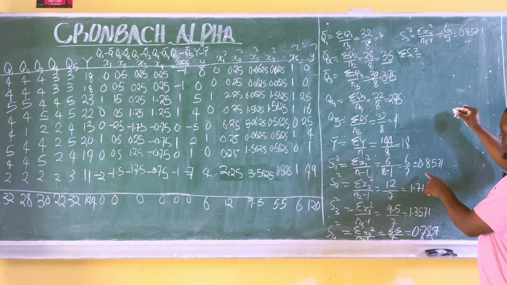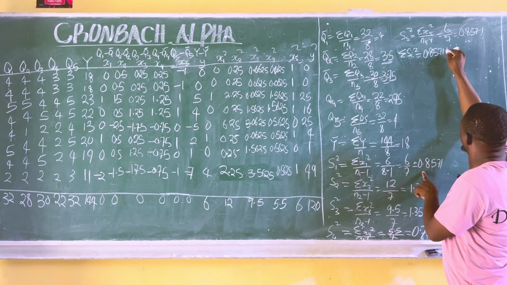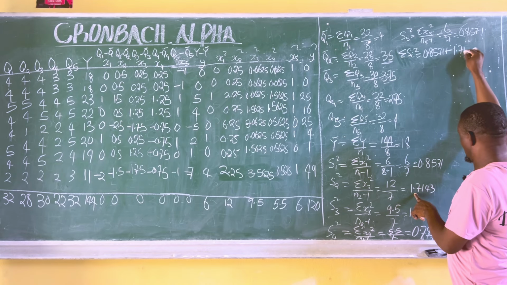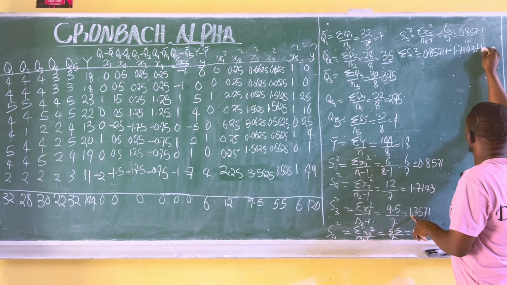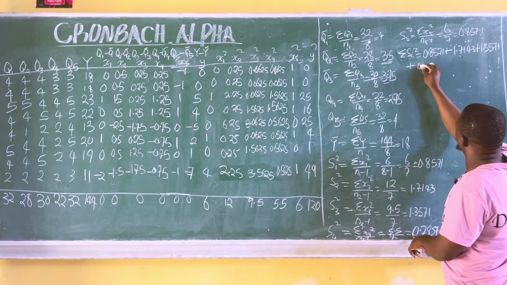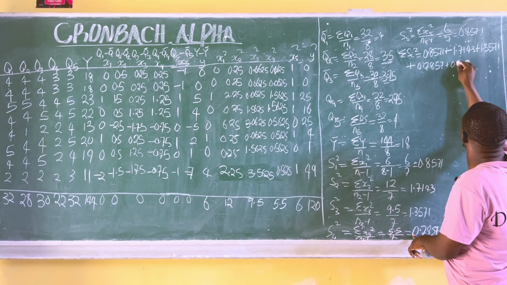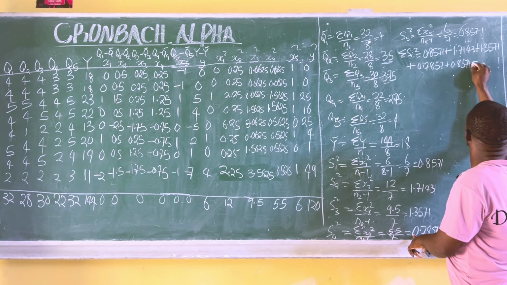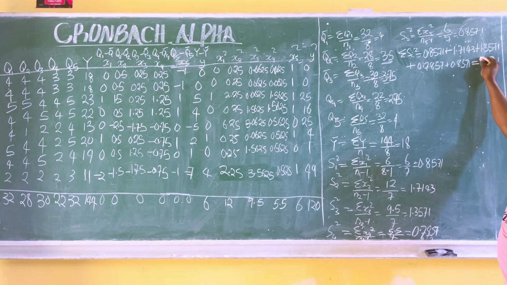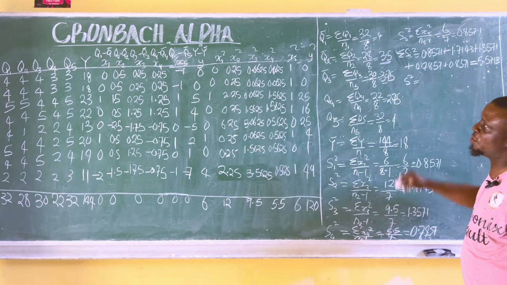Our solution of the summation of SI square will be equal to the sum of all the variances we have computed for each item. So that will be, the first one is 0.8571 plus 1.7143 plus 1.3571 plus 0.7857 plus 0.8571, which will be equal to 5.5713.